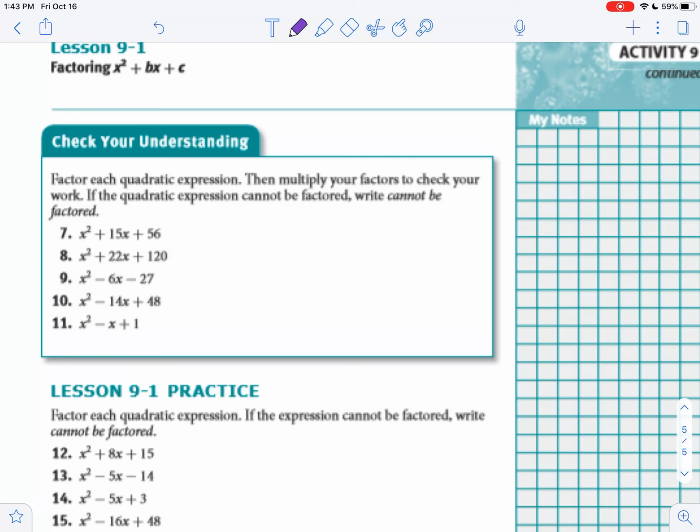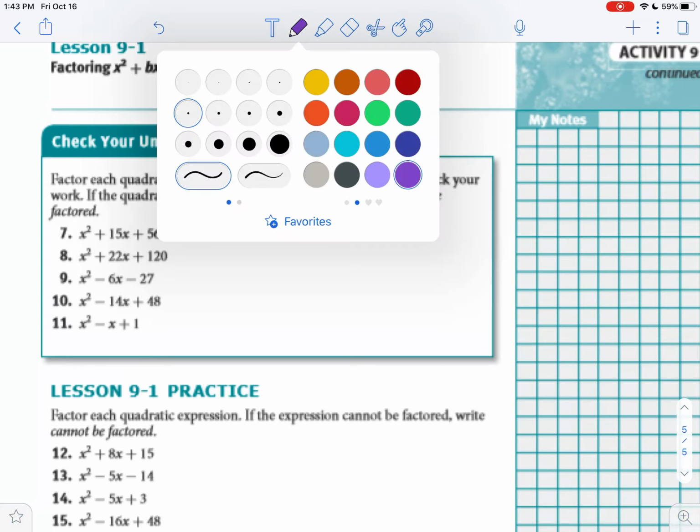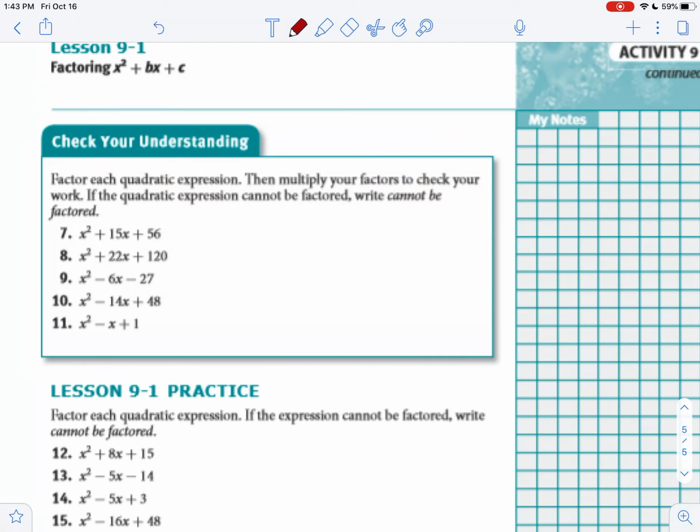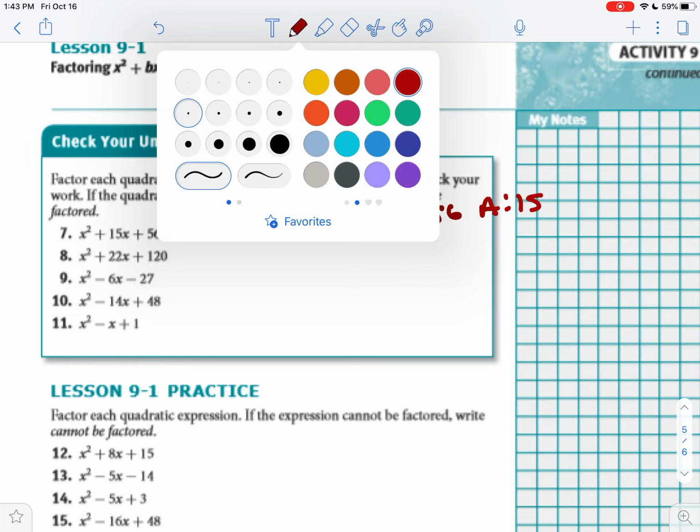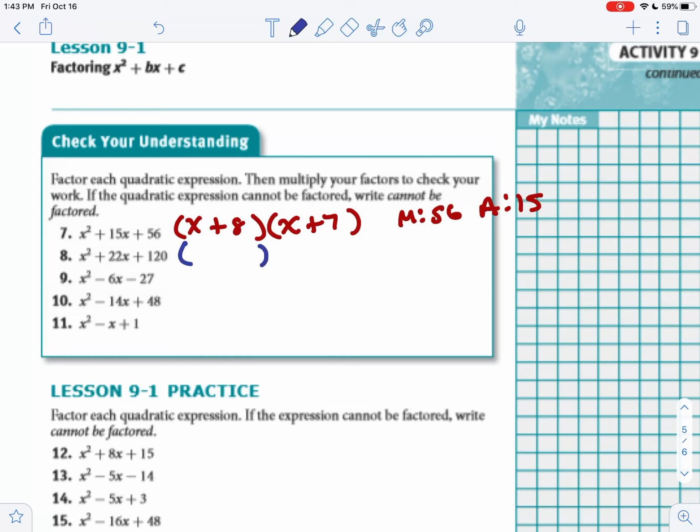All right, we are going to do some practice now. So in the Check Your Understanding, I'll work on these now in the video, and then we'll save the practice for the classwork. So our very first polynomial in the Check Your Understanding, we're going to set up our parentheses, and we know now that we need x and x, and now we need two numbers that multiply to 56, but add to 15. A lot of numbers multiply to 56, but add to 15. And so we come up with 8 and 7, and it works.